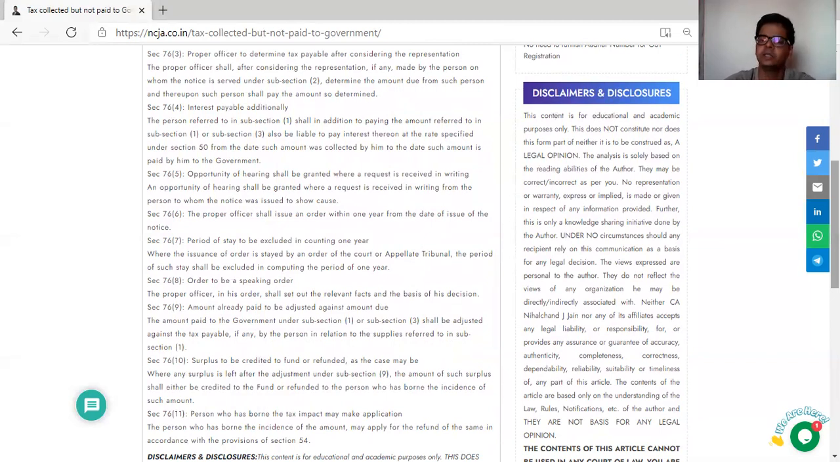Final and the last nail: who can actually go and claim the refund? We will take an example in this. Nihal has made a supply to say Vikas. Nihal has collected tax from Vikas and has not paid to the account of government. So in this case, who can claim refund? It will be Vikas. Why? Because the person who has borne the impact is Vikas and not Nihal.